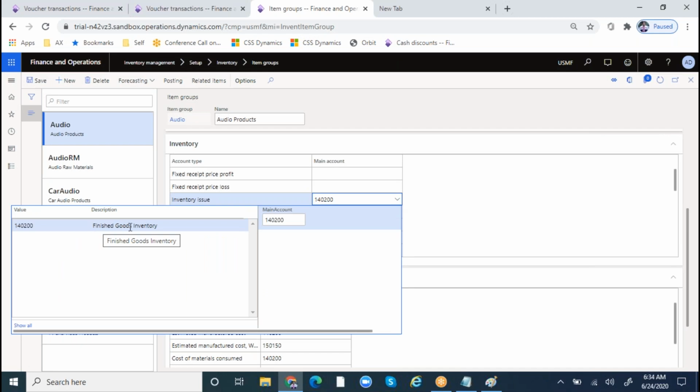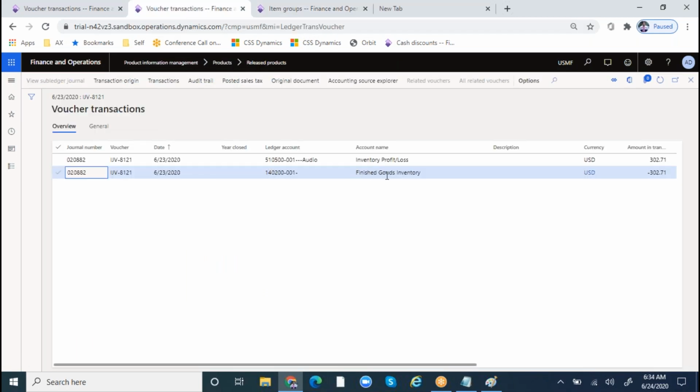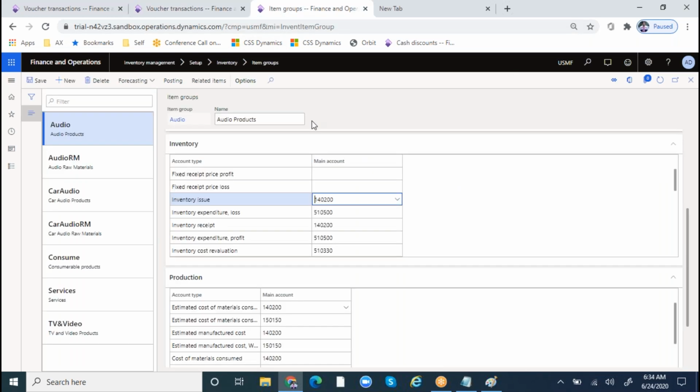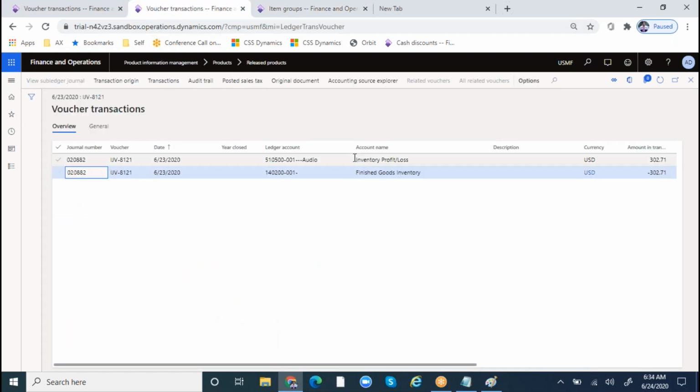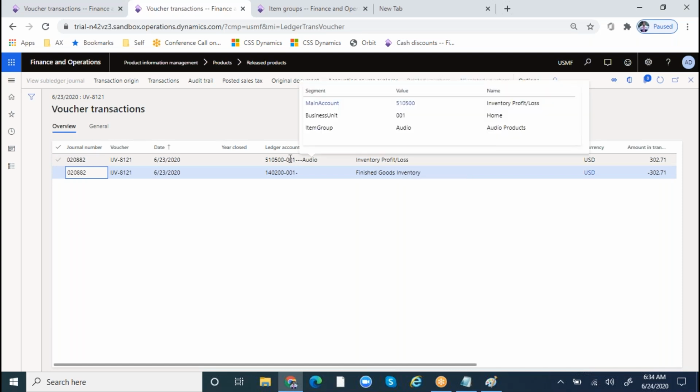It is finished goods inventory. That is the account name. And for 510,500, the name of the account is inventory profit and loss. These are financial dimensions. If we map financial dimensions, they will come. Otherwise, they will not come.